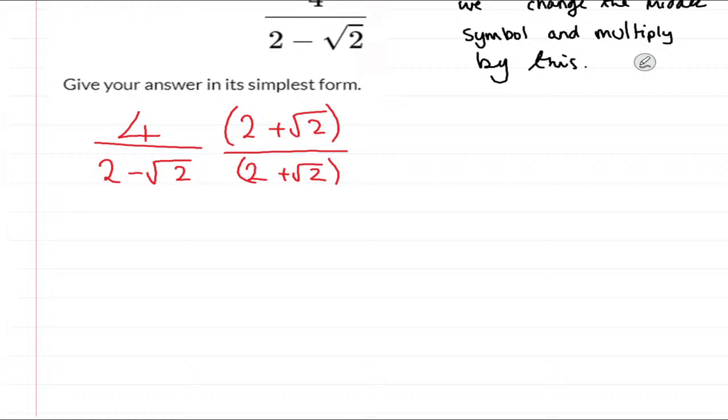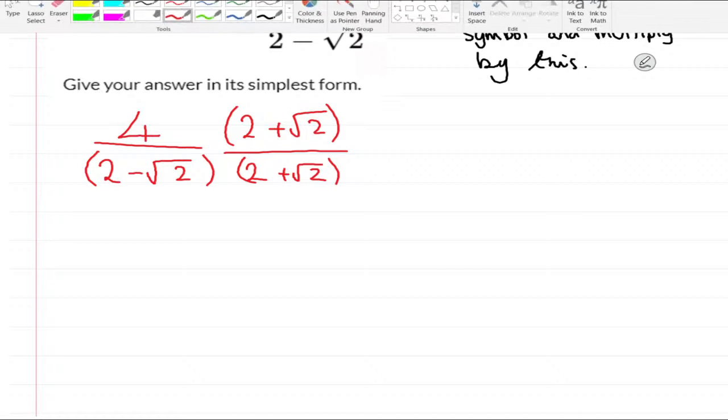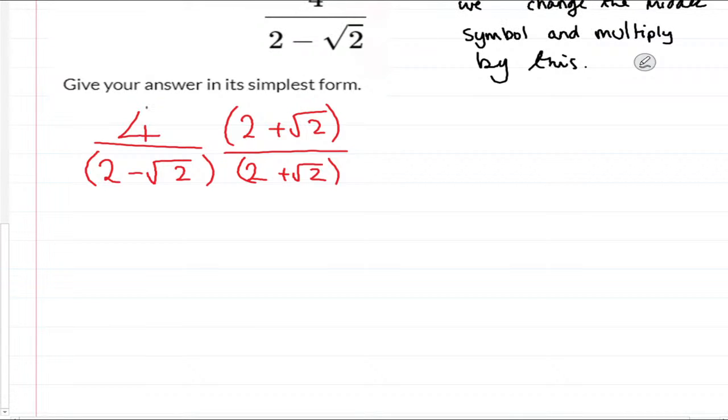And what else are we going to need to put in brackets here? Not the 4, because we can just do 4 times both of those. Yeah, this is the one we're going to need to put in brackets as well. It'll start to make sense the more we do. So, what is 4 times 2? This is going to be equal to 8. What is 4 times 2 root 2? Plus 4 root 2. Good.